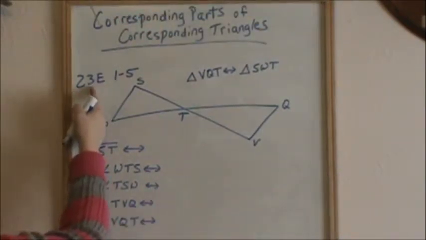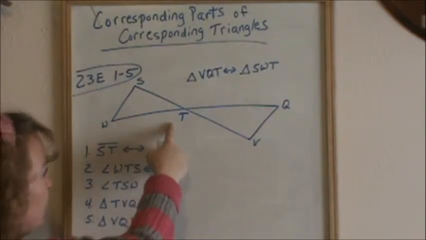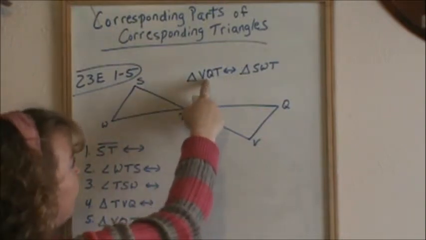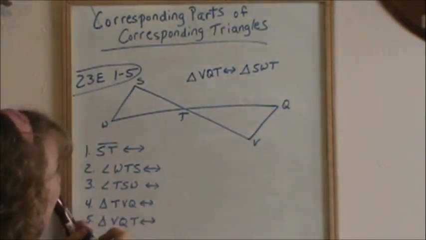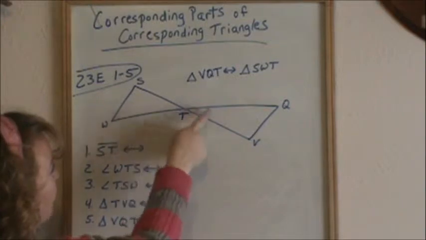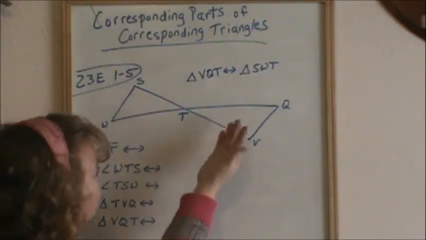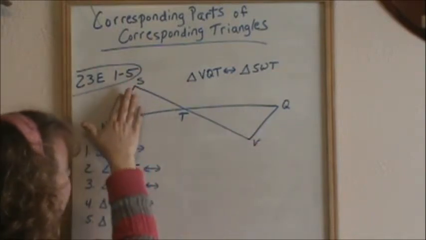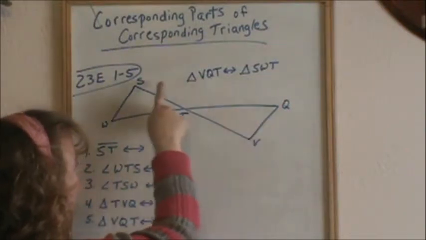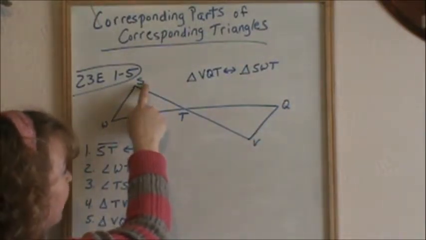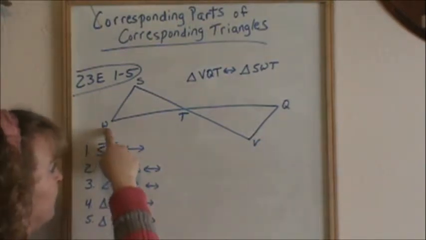Okay, now we're looking at problem 23E, 1 through 5, and we have this picture of these two triangles, and we are told that these two triangles do correspond to each other, meaning that they are congruent, they are the same. When you have triangles like this that are touching at a point, you cannot just take this triangle and flip it over. The common mistake is to say that point Q corresponds to point S, and point V corresponds to point W, and that is not true. That is not the case.